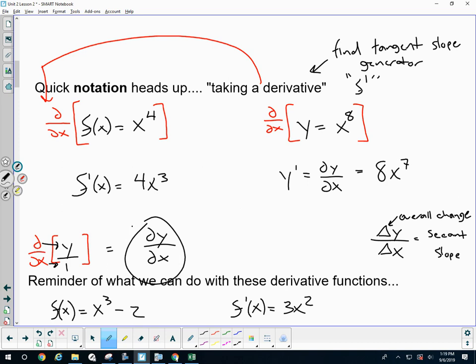My friends, this d right here, this means something mathematically. It actually means instant change or instantaneous change. Well, if overall change in y over overall change in x is a secant slope, what do you think an instantaneous change in y over an instantaneous change in x is? Tangent slope. Okay, great.